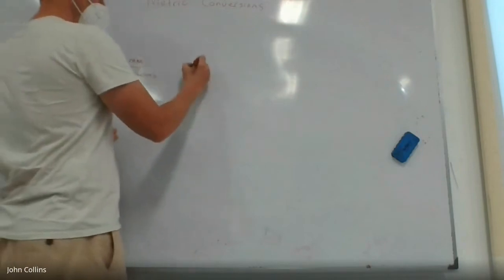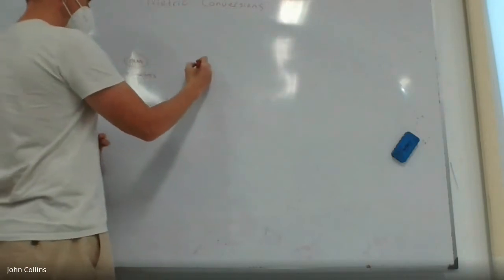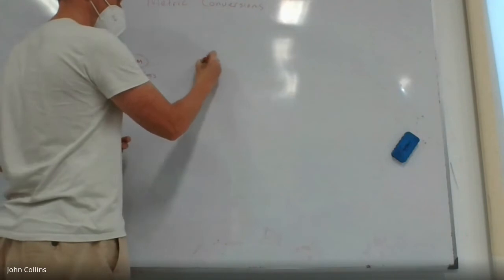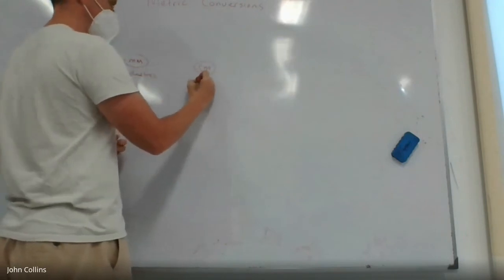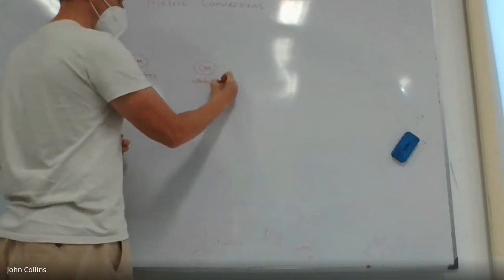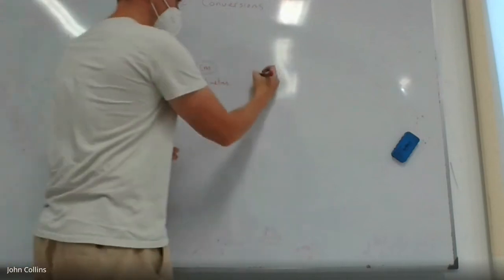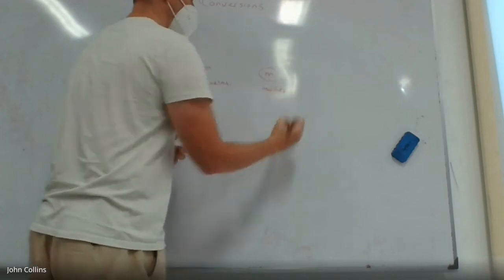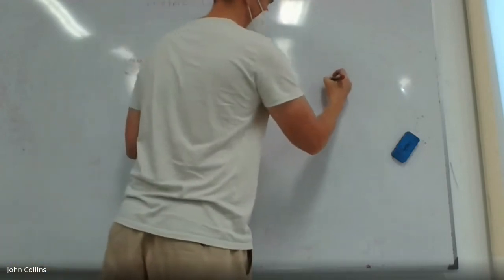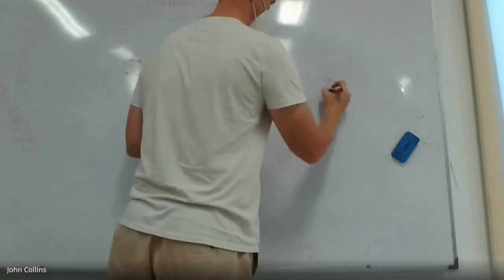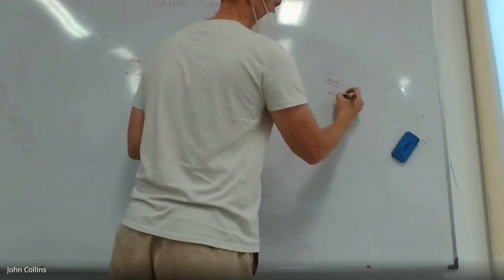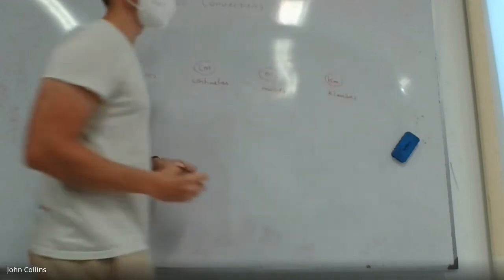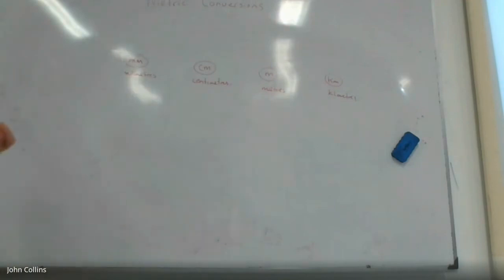Okay, what's next up? What's next after millimeters here? Centimeters. cm, centimeters. You know these. What's next? Meters. And what's next? Kilometers. They're the main ones. All right. So we need to figure out how to convert between these, and that's what we're looking at the moment.